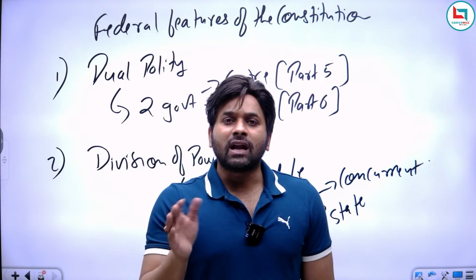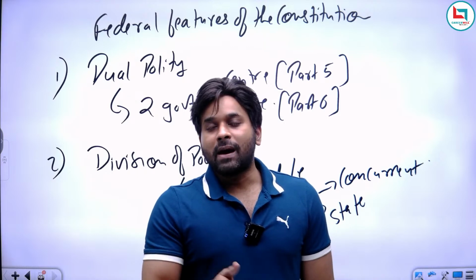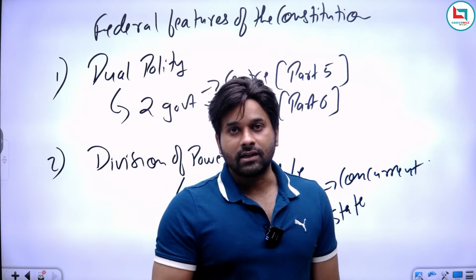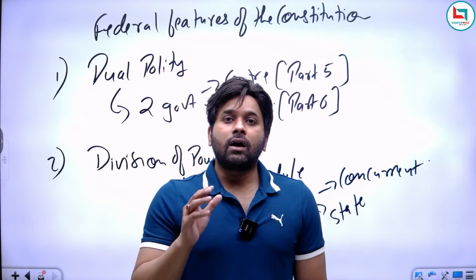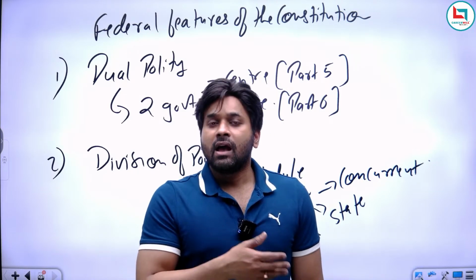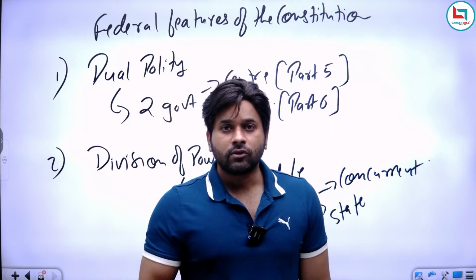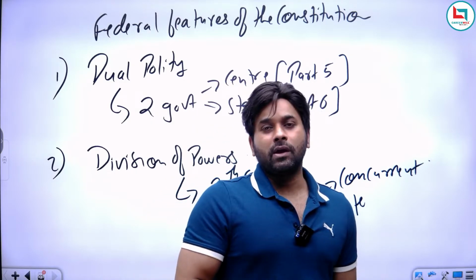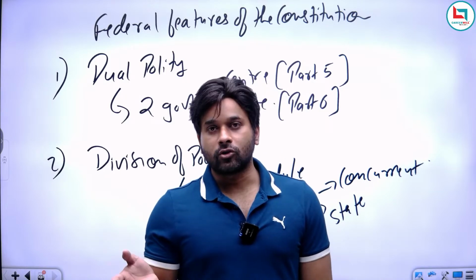Then suppose the Rajya Sabha under Article 249 passes a resolution, then also the parliament has the authority to make laws on the state list. And suppose for executing an international agreement, again the parliament has the authority to make laws on the state list. So yes, the parliament has the authority to make laws on the state list, but there is no such case with the state government making laws on the union list.